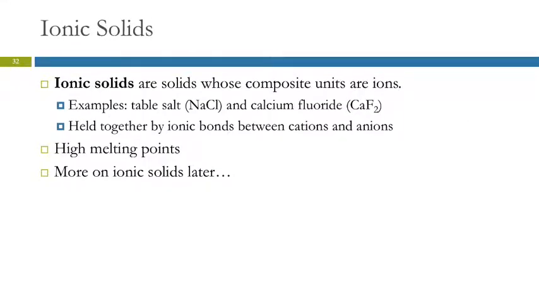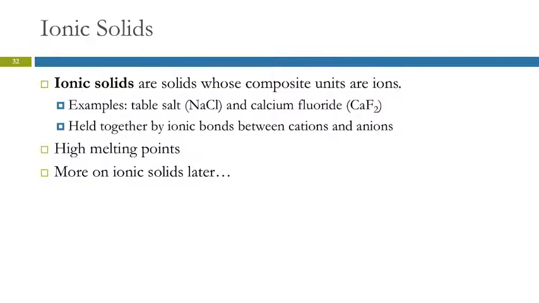Ionic solids, we're going to talk a lot more about these in another section. These are solids whose composite units are ions. So any ionic compound is going to be an ionic solid. Examples are sodium chloride and calcium fluoride. What holds these together are the ionic bonds between the cations and the anions. Those bonds are very, very strong.